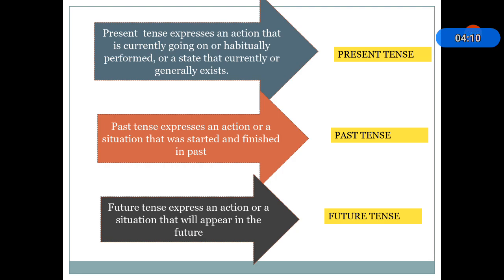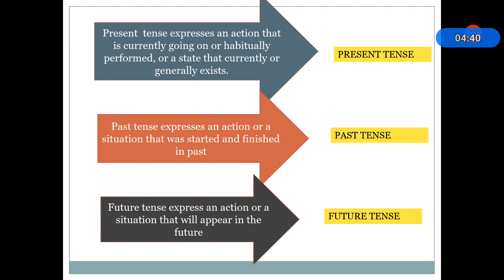As I told you, the first form is eat, the second is ate, and the third is eaten. So now let's move on to the third tense, that is future tense. What is future tense? Future tense expresses an action or a situation that will appear in future. That means the action which is going to take place in future. For example, you can say Hari will eat a mango.